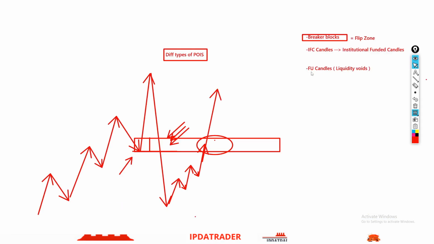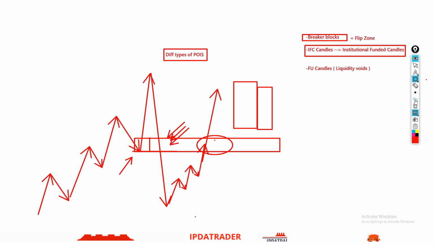So guys, the next POI selection we're going to be talking about is the IFC candle, institutional funded candles. Do not get confused, it's really the same thing, just with little variables. I'm really not going to be explaining this particular point of interest because there's nothing to explain. It's just a different type of order block. Some people say they're more powerful, more precise. In my experience, they're just the same thing.